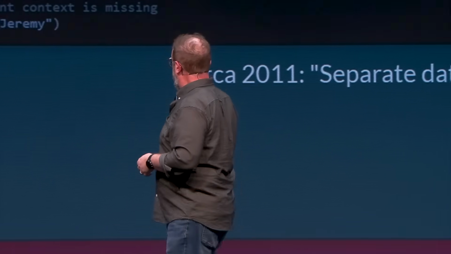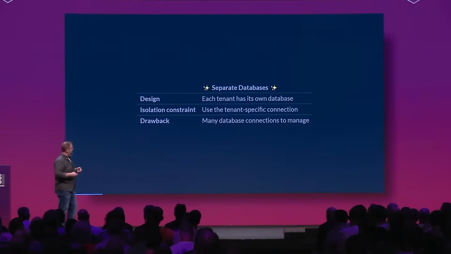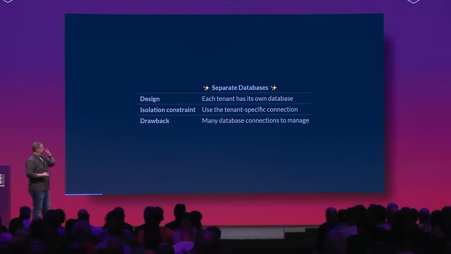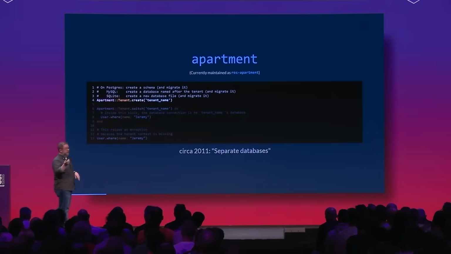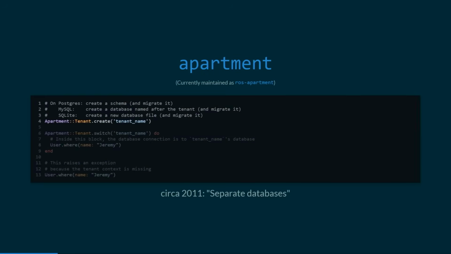Now, the drawback, though, is you now have a lot of databases to manage, and you have a lot of connections to manage as well. But those feel like things the framework could be doing for you. And so this is why I like this, too. There's actually a gem that presents this isolation model. It's called Apartment. It's been around since 2011. And the API is pretty simple.